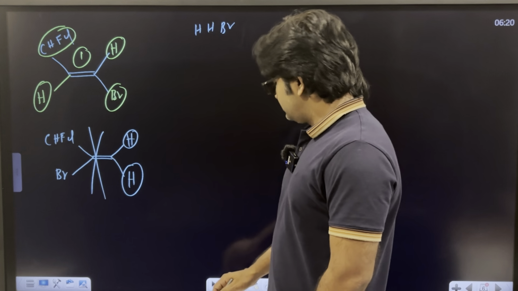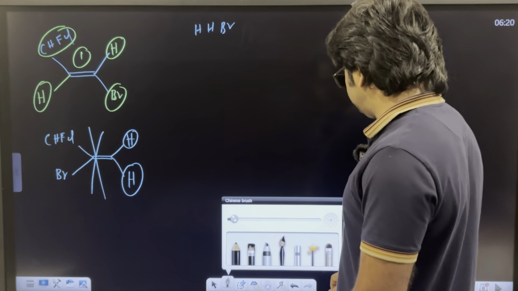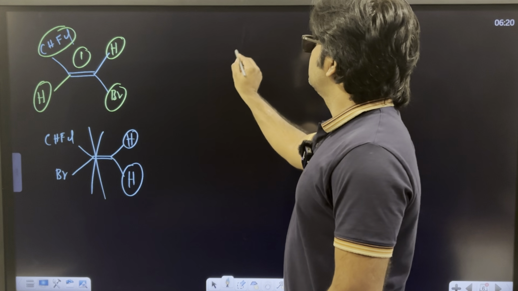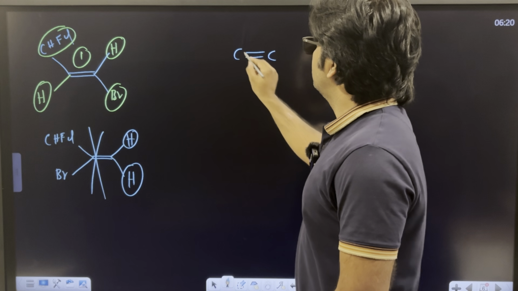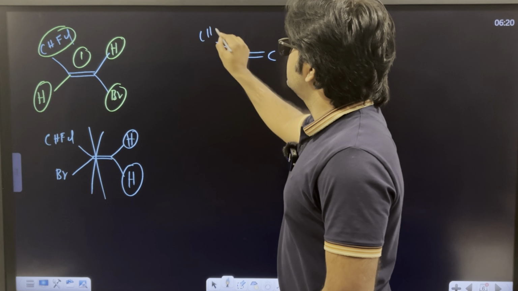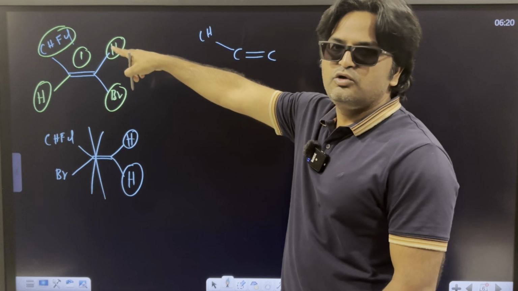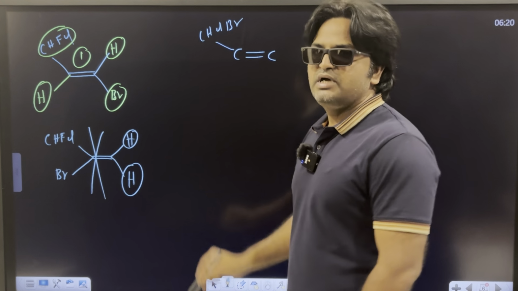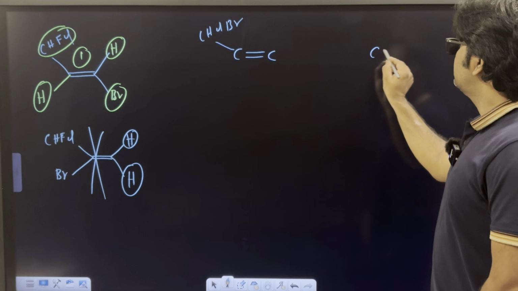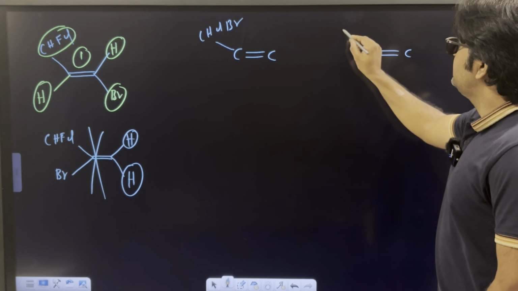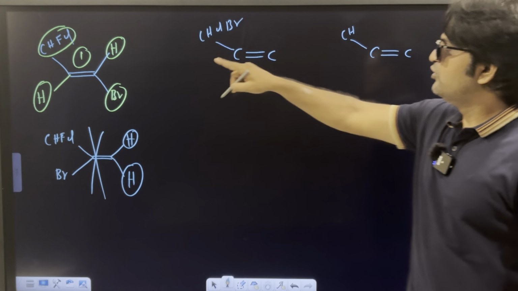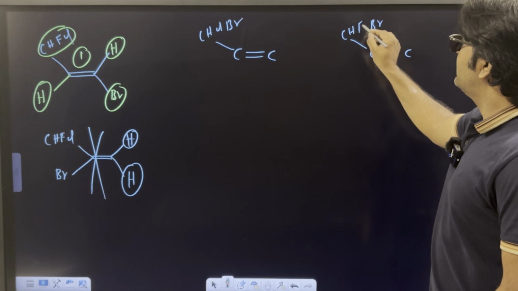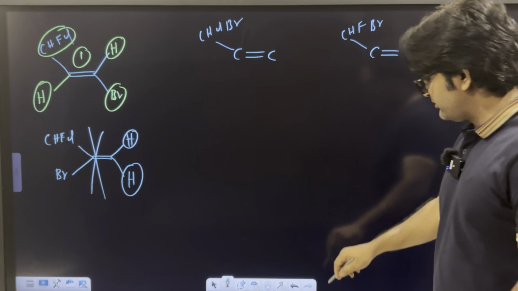Okay, like that. Come to the next molecule. What is the next molecule? C double bond C. Here I am taking CH, here fluorine and chlorine completed. Next I am taking chlorine and bromine, leaving fluorine. Next one here CH, fluorine, chlorine, chlorine, bromine, and here I am taking fluorine and bromine. Okay, these are the possibilities.